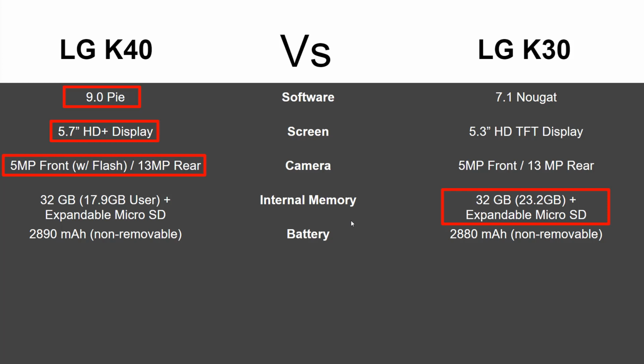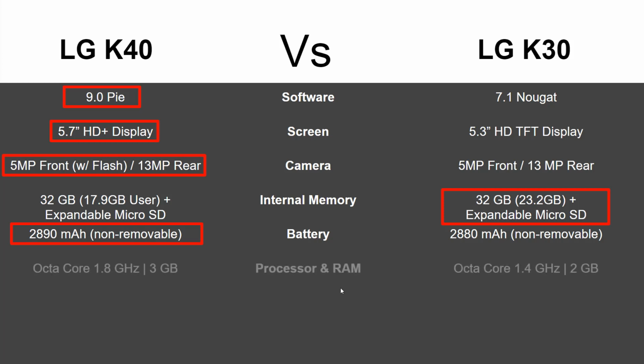When it comes to battery, the battery is basically the same. They're both non-removable batteries. The K40 is 2829 milliamps. The K30 is 2880. I think LG bumped it up slightly just so they could say it's a little bit better, but really it appears to be the same battery.